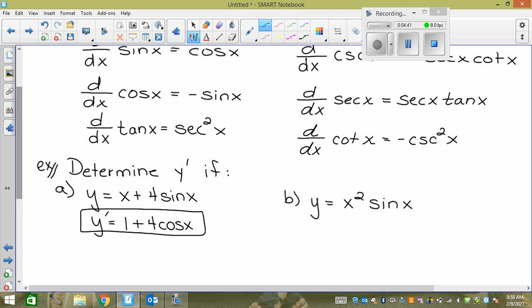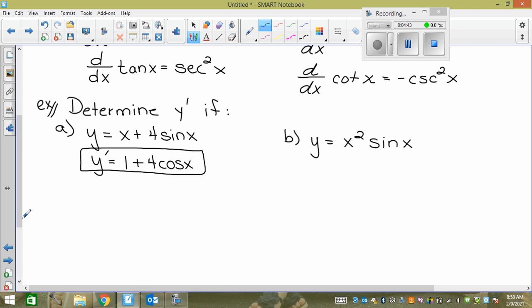B. x squared sine x. What are these two? Starts with an M, rhymes with multiplied. They're multiplied. Yes, they are. If you multiply them, we have to do what? Product rule. It's not an option. You have to do product rule.